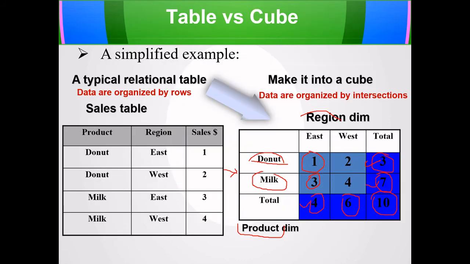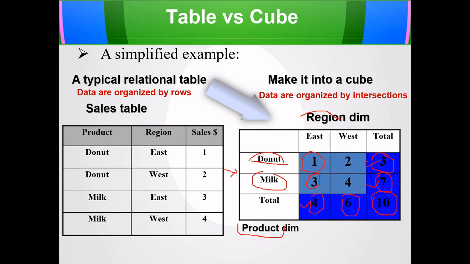So this is a simplified example of the data cube, right, a two-dimensional cube. If you compare this data cube with the relational table, in the relational table data are organized by rows, right, and here in the cube data are organized by intersection, right? So here we are considering multiple dimensions for analyzing the data, right? The same table is represented here in cube format, right? It is an example of a two-dimensional cube. My first dimension is the region here, and the second dimension is the product, right?